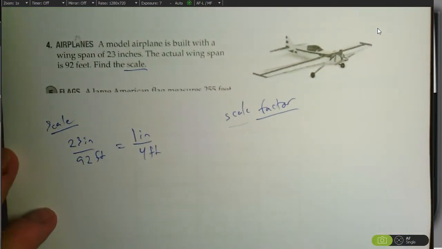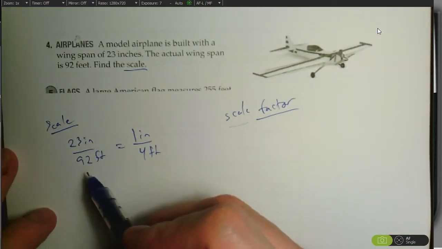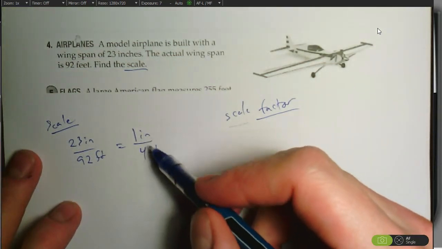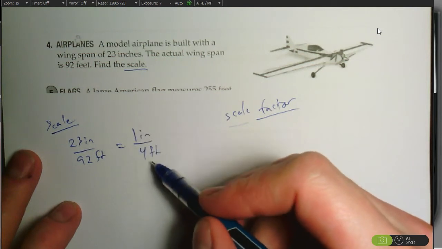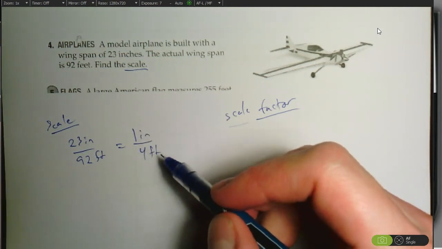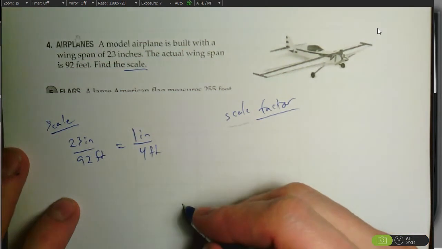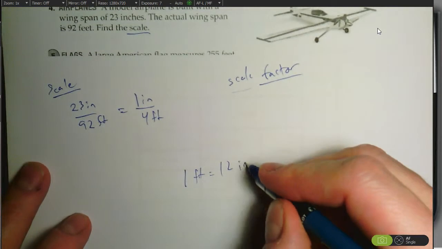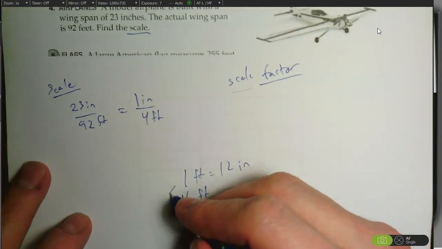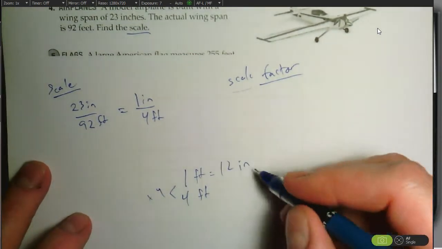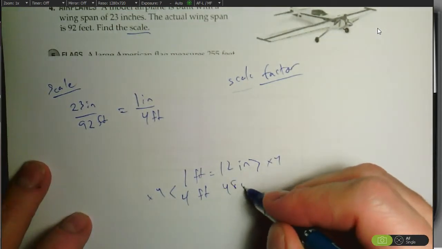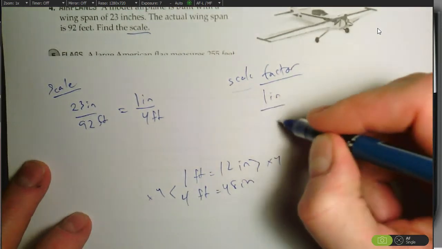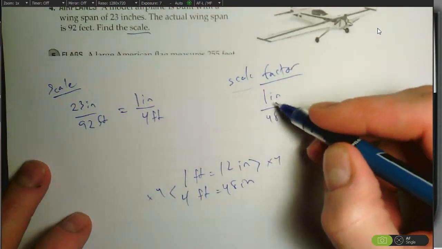Now, the trick to this: instead of converting 92 feet to inches, which would be 92 times 12, a big number, now that you've got it reduced, convert 4 feet to inches. Well, 1 foot is 12 inches. So 4 feet multiplied by 4 is 48 inches. So now they're in the same units, 1 inch to 48 inches.